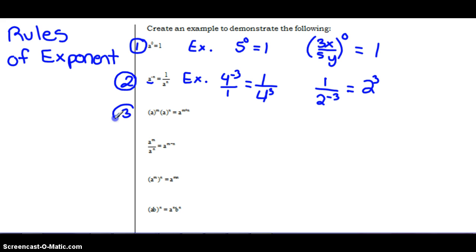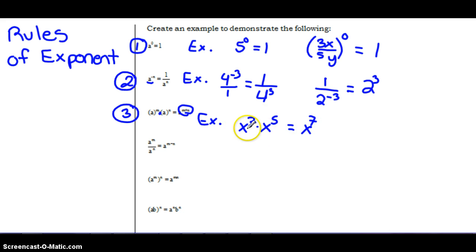Rule number 3, anytime that you have the same base with different exponents, my bases are multiplying, my exponents add. You've done this a million times, you probably didn't even realize that this was one of the exponent rules. But if you have x squared multiplied by x to the 5th, you wind up with the same base. You still get x's, but you have 2 x's here, you have 5 x's here. They're all multiplying, so I have a total of 7 x's.